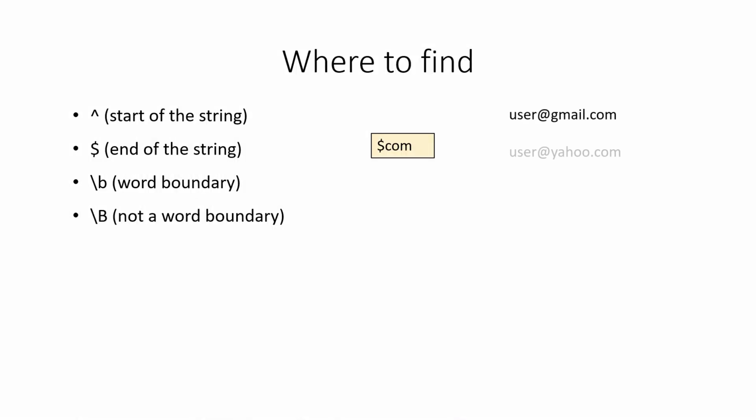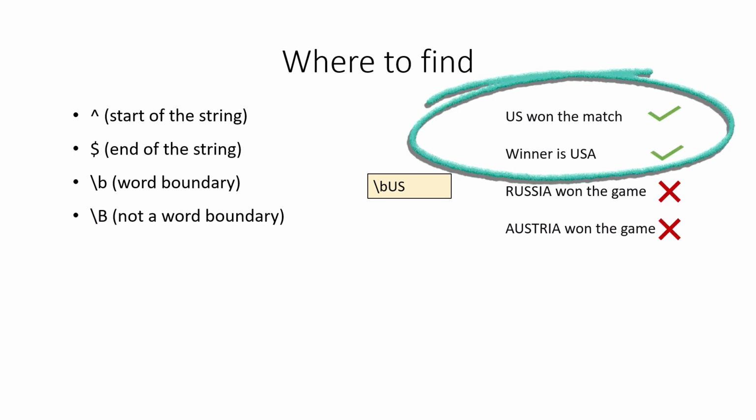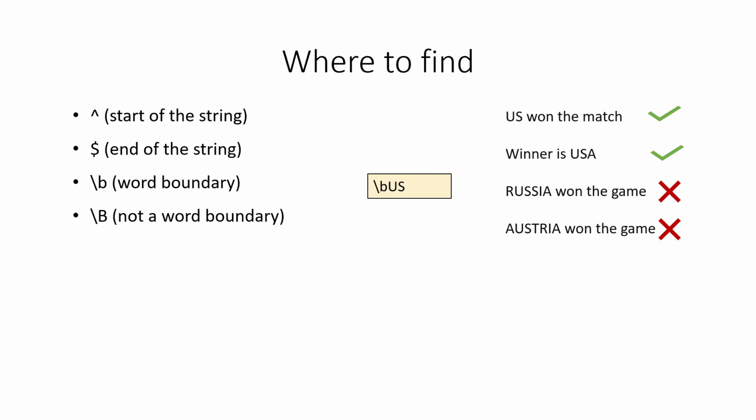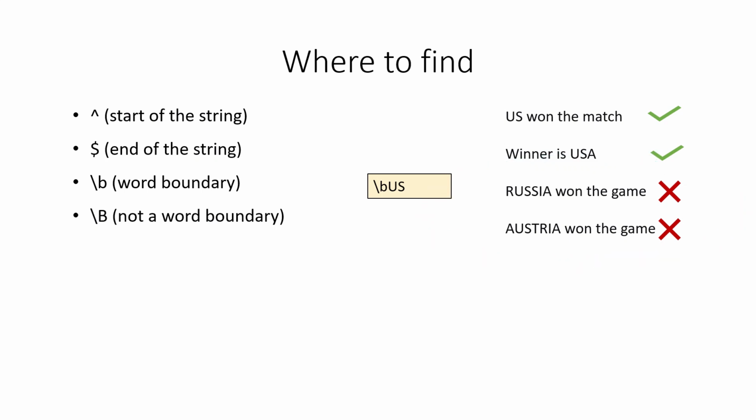Similarly, if we want to verify if a site ends with COM, we can create a pattern with a $ sign followed by COM. Now coming to word boundaries, they are not only restricted to the beginning of the string, but can be for words in between also. So if I am looking for US followed by a word boundary, the first and the second sentence are a positive match because the word USA starts with US and the string US is present at the word boundary. In the third and the fourth sentence, US is present but not followed by a word boundary. Hence it is not positive.